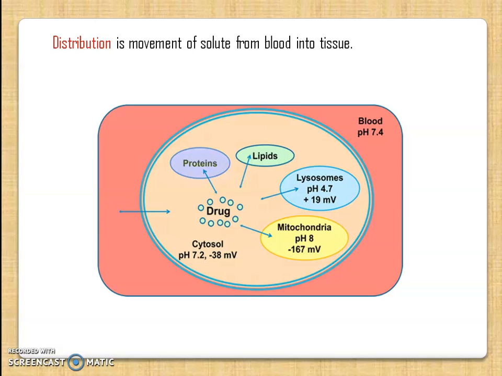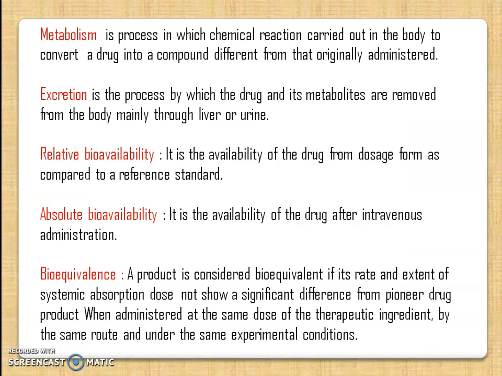Then distribution is the movement of solute from blood into the tissue. That is, this drug will get distributed and combined with either proteins, lipids, liposomes or in the mitochondria. And blood pH is 7.4. Metabolism is a process in which chemical reactions are carried out in the body to convert the drug into a compound different from the originally administered.